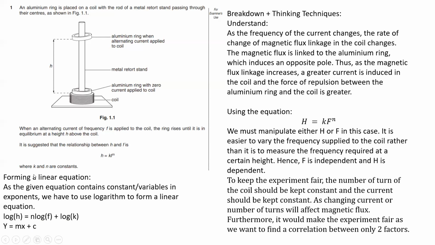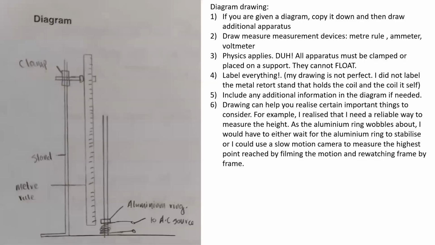Now, n and k are constants. So log k is a constant, which plays the role of c. n is a constant, so n is the gradient. And log f and log h are x and y respectively. I shall get into this when I give you my breakdown in the next slide, so in a few slides.